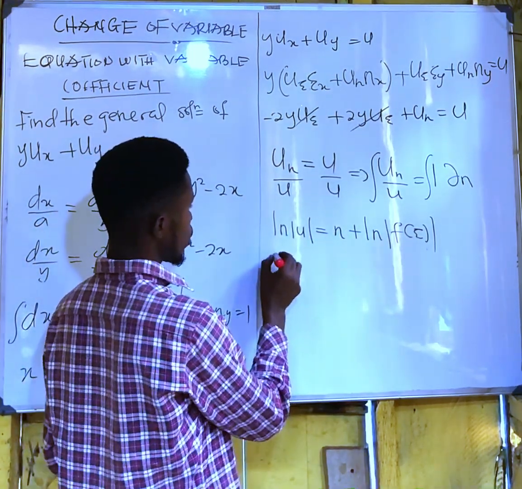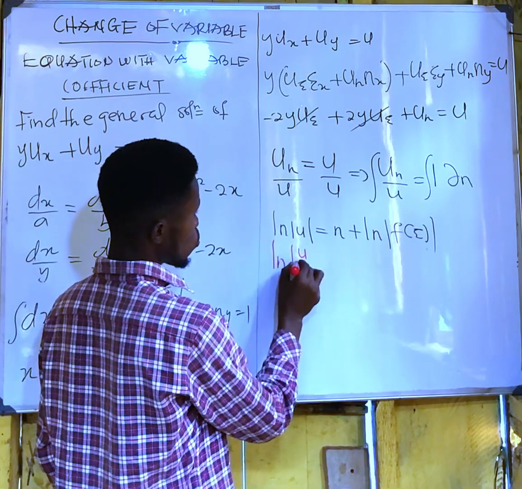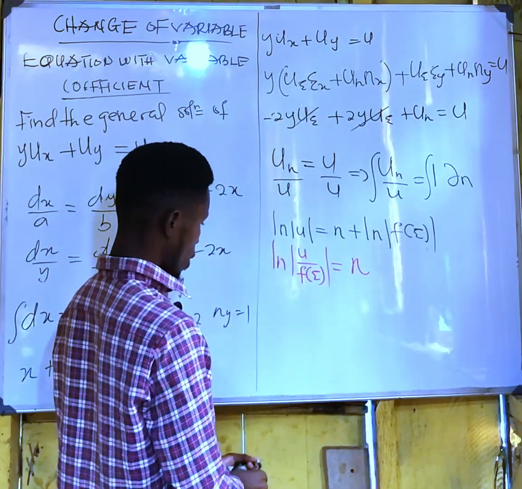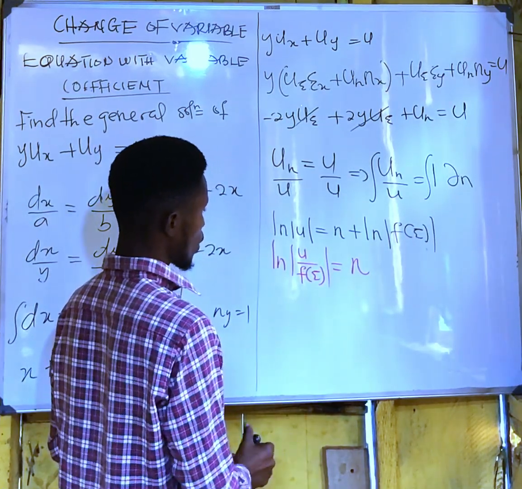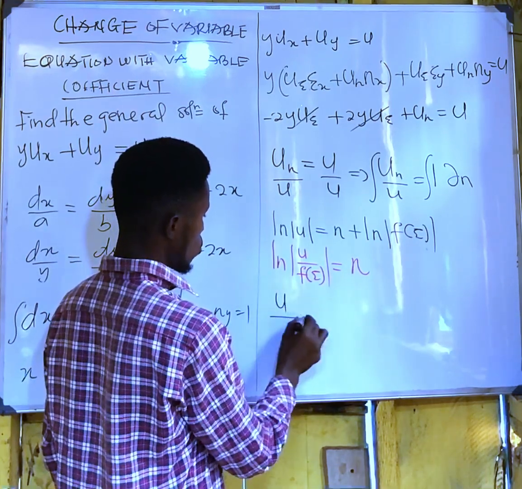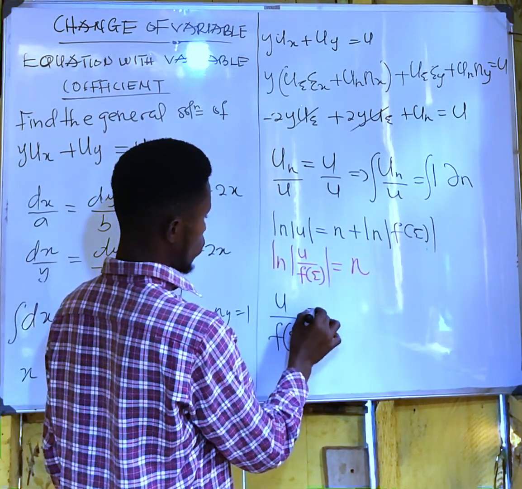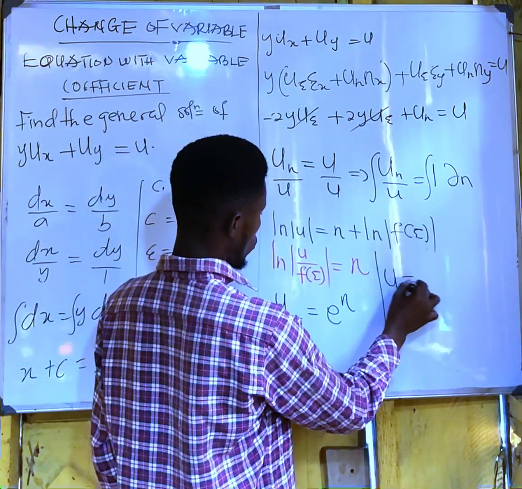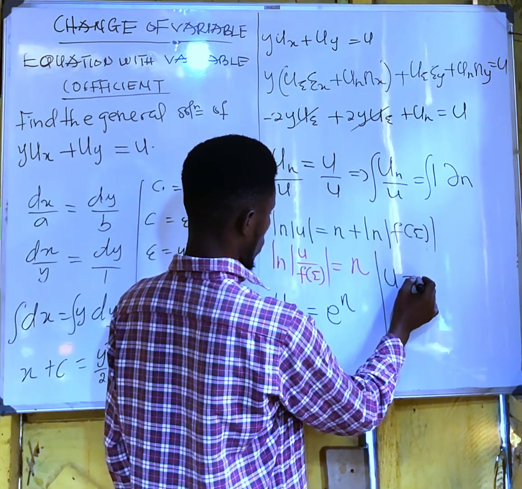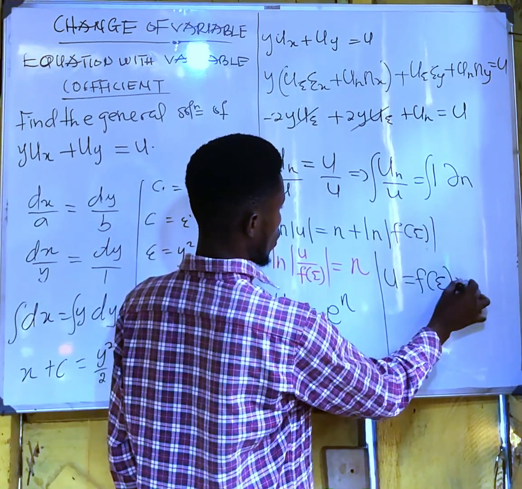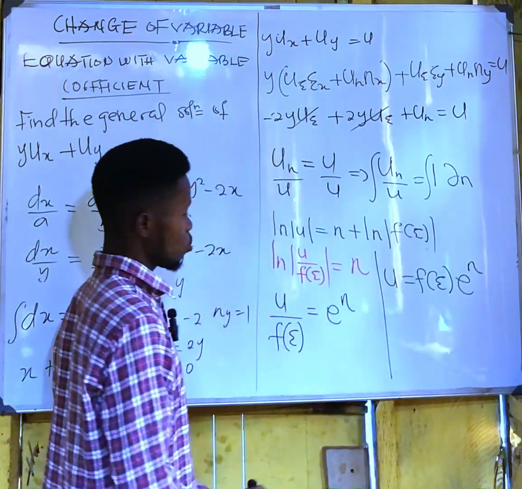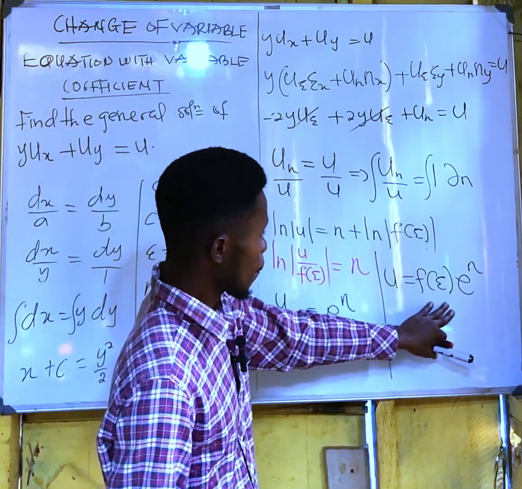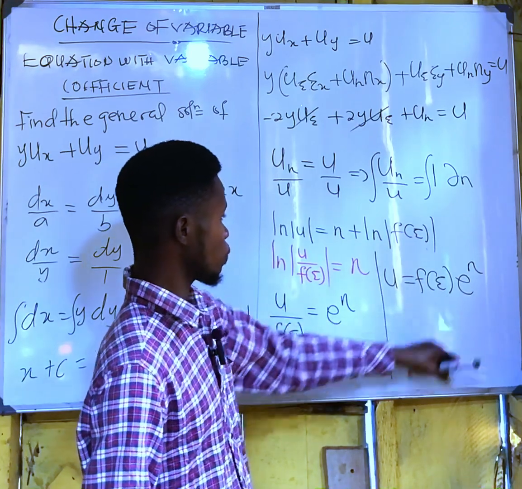So here, let me bring this here. I have ln of u over f of what? ξ equals η. Why am I using red pen? You take e on both sides, you have u over f of ξ equals e^η. So it means that my u will be equals to f of ξ e^η. So this is what you are going to have.